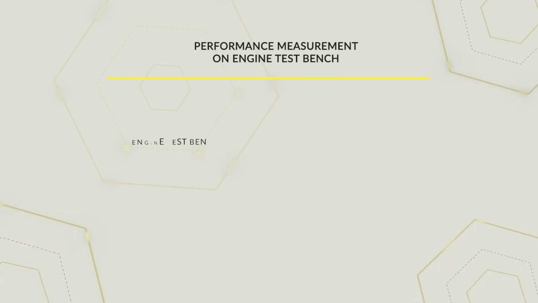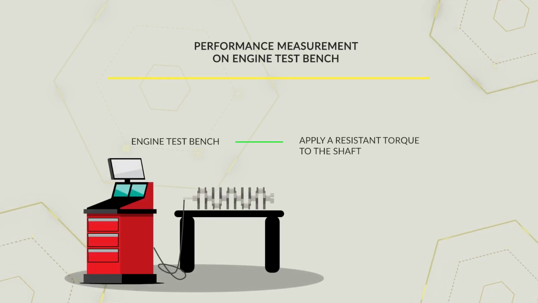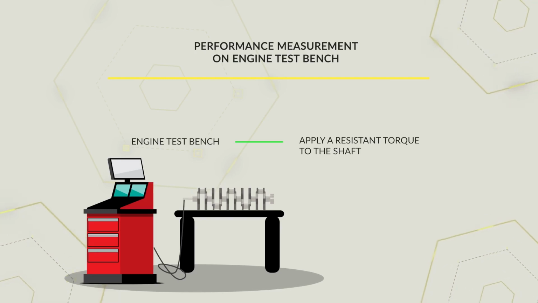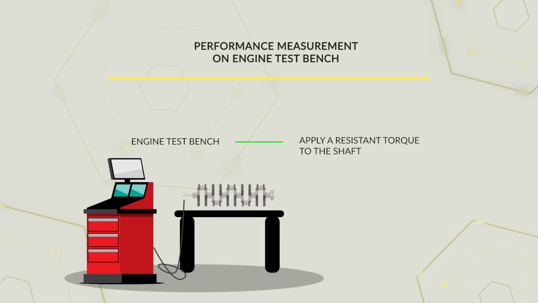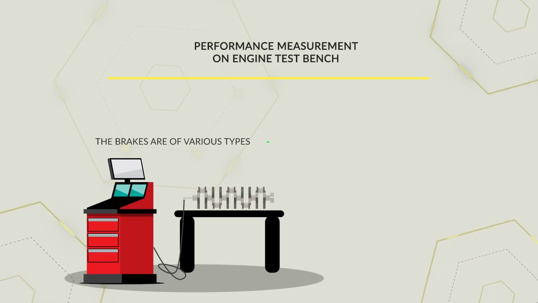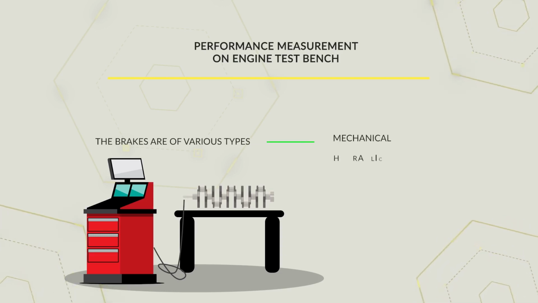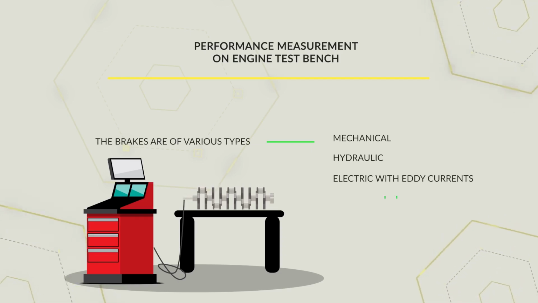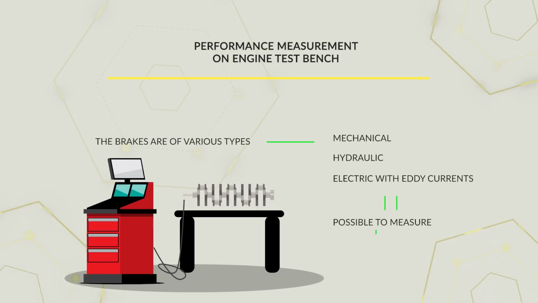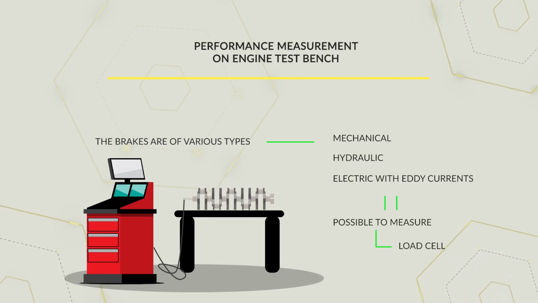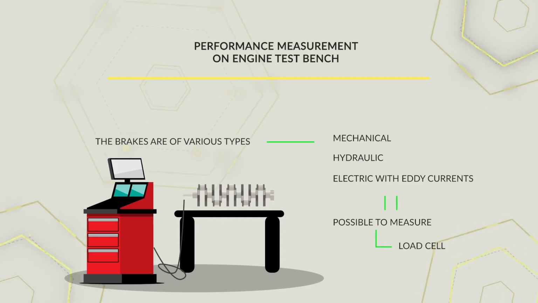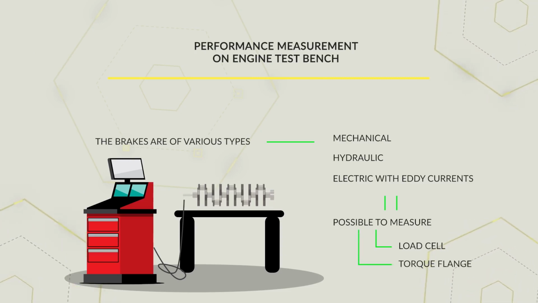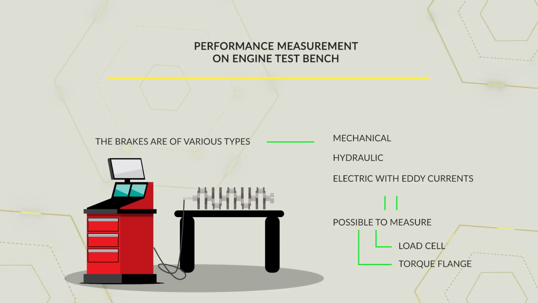In addition to performance, specific fuel consumption is also studied in this phase. An engine test bench consists of a device that can apply a resistant torque to the shaft of the engine being tested. The resistant torque is variable and is controlled by integrated software. The brakes are of various types: mechanical, hydraulic, or electric with eddy currents. Thanks to this instrument, it is possible to measure several elements, such as the load cell, which is an electronic component capable of measuring a longitudinal force applied to an object, or the torque flange, which is a component capable of measuring a rotational force applied to a shaft.